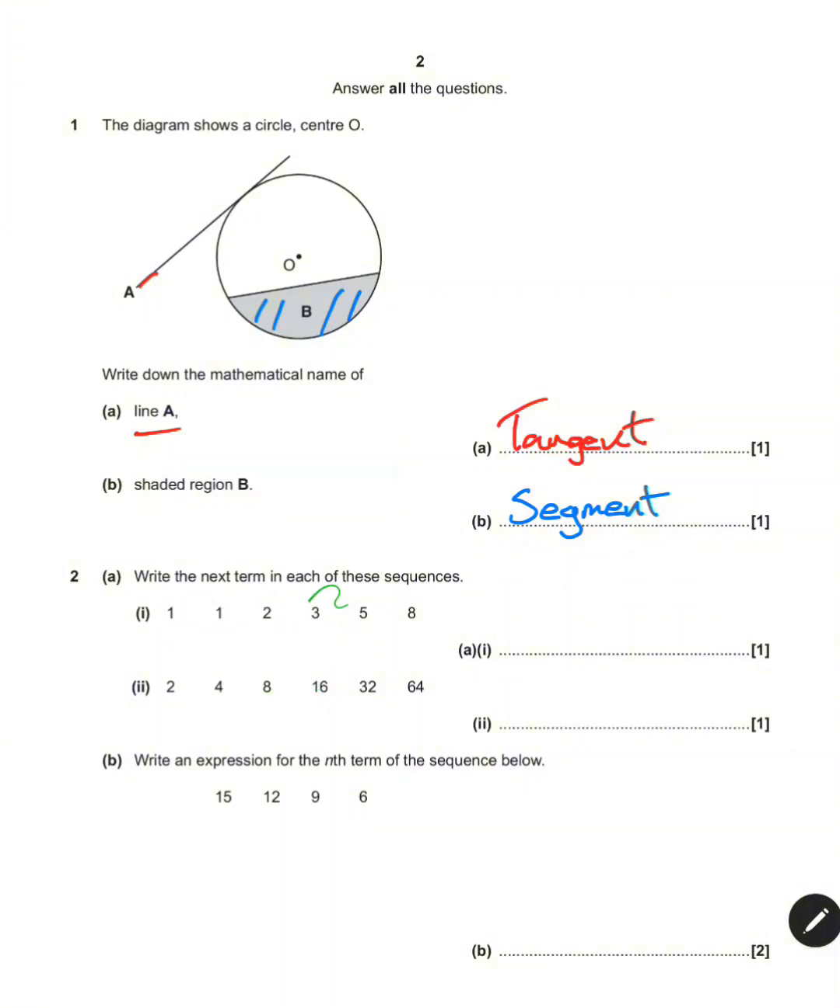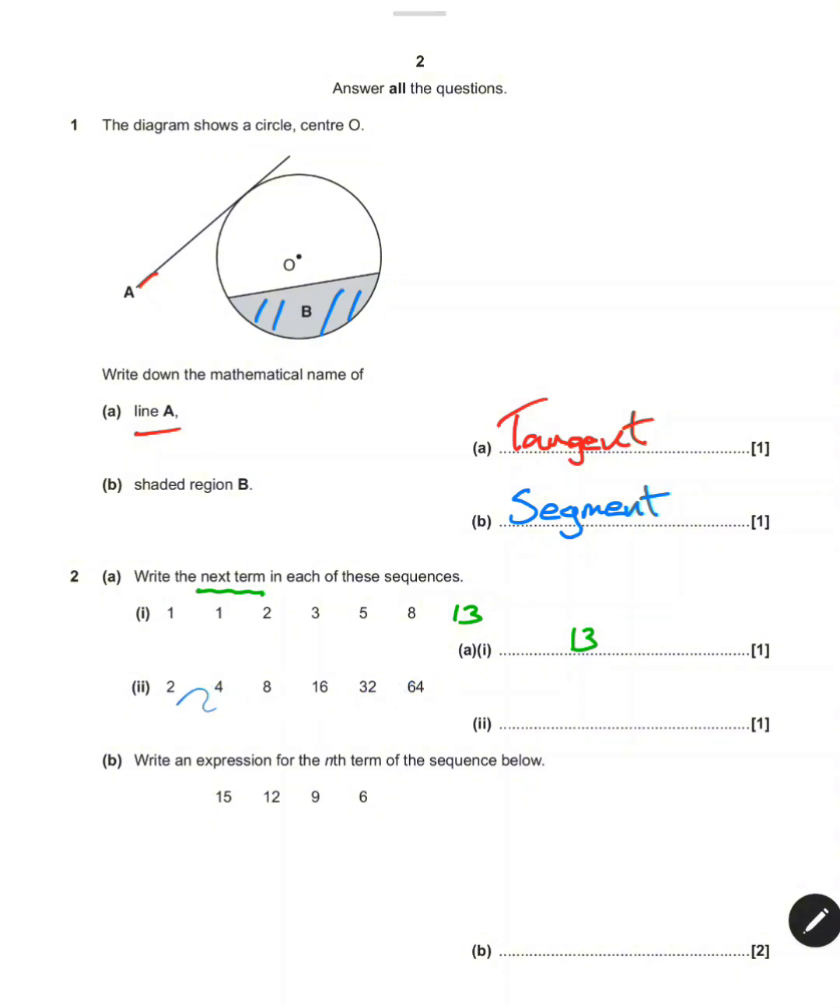Question 2, we're looking for the next term in each of these sequences. Well, we can hopefully see that this is a Fibonacci sequence. 1 add 1 comes to 2. 1 add 2 comes to 3. 2 add 3 comes to 5. So these previous two terms, 5 add 8, will add together to make the next term in the sequence, and 5 add 8 is 13.